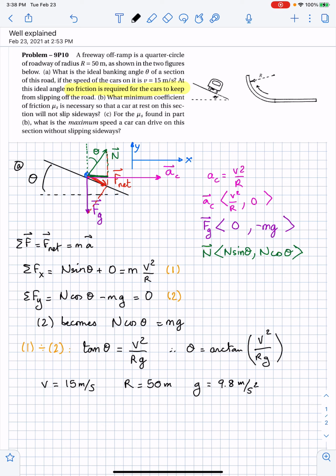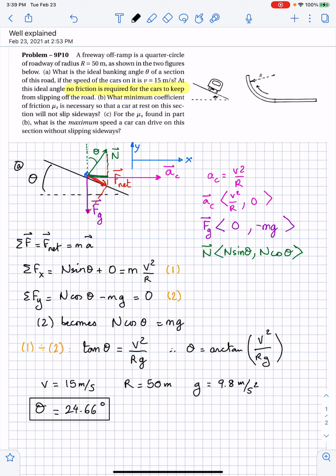Okay, so calculator time. So 15 square divided by 50 times 9.8. All of this is going to be 0.459. And then I'm going to set my calculator in degrees, and I'm going to take arctangent of that number. That gives me an angle equal to 24.66 degrees. Okay, so we are going to have a banking angle for this road equal to 24.66 degrees.